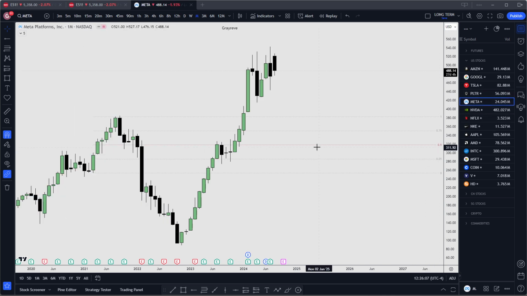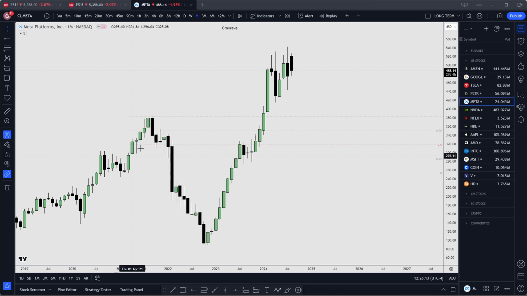Next up we have Meta. Quite similar to Amazon and Google. Anyways, they are all tech stocks, right? I have highlighted a potential bullish breaker that price can utilize later on if it wants to send the price higher.